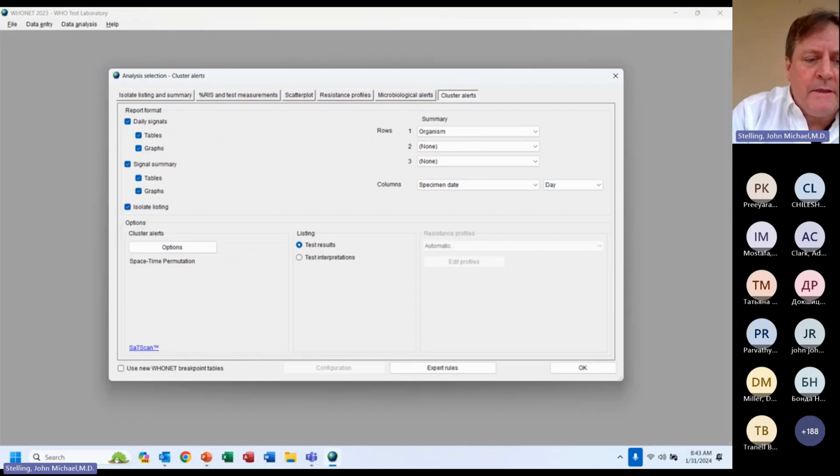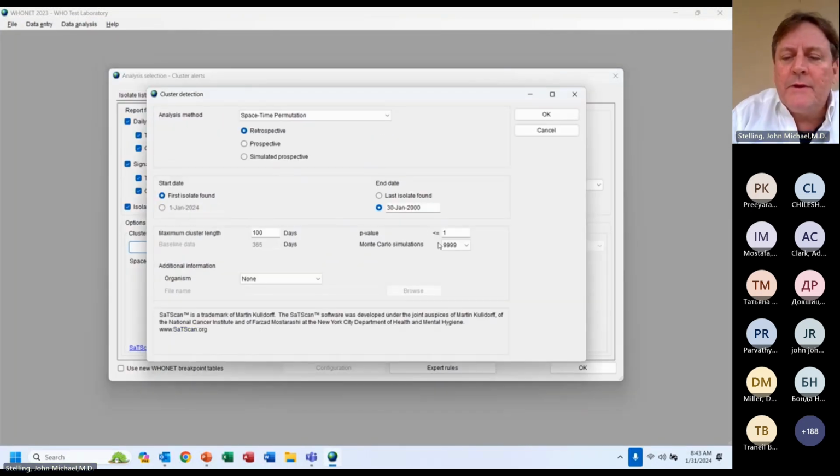Analysis type and options. There's a feature here called Monte Carlo simulations. You can change that between 999, 9999, and 99999.